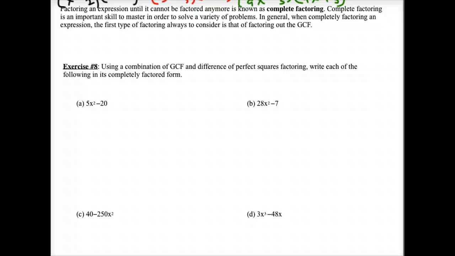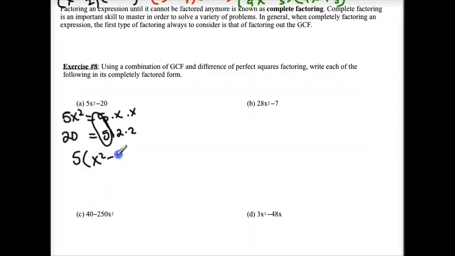Okay, so the first thing I need to look at is what's the GCF here. So 5x squared and 20. I know 5 times x, and 20 is 5 times 2 times 2. So they have 5 in common. So this becomes 5 times x squared minus 4. So remember we said we can rewrite this as 5 times x squared minus 2 squared. And then I'm going to branch this off.